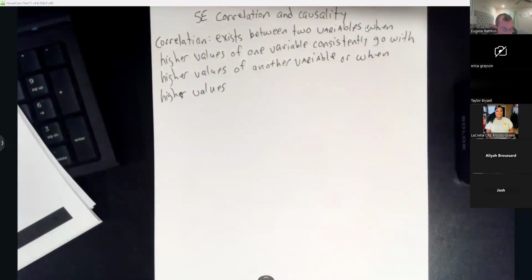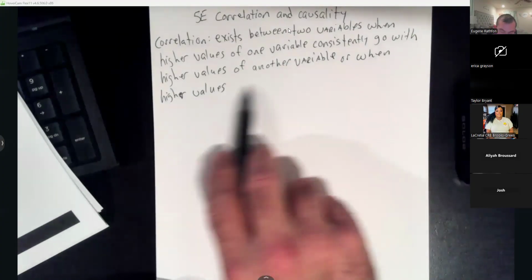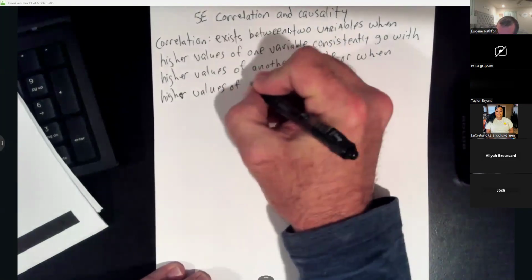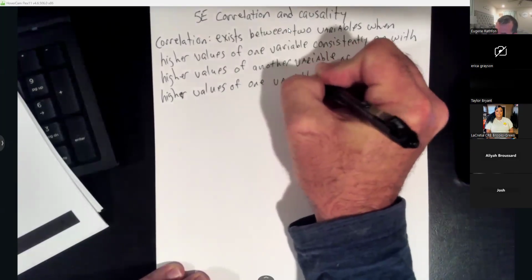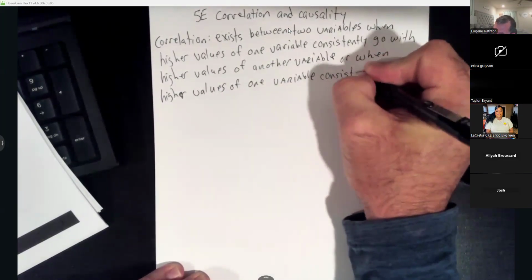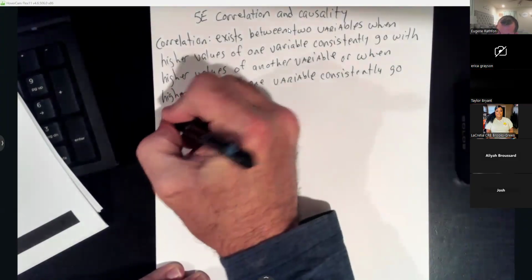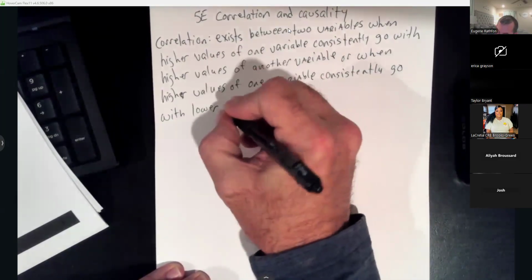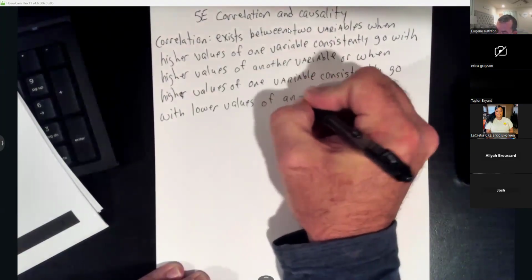or when higher values of one variable consistently go with lower values of another variable.